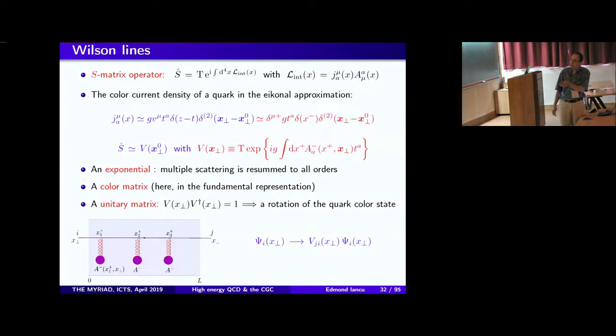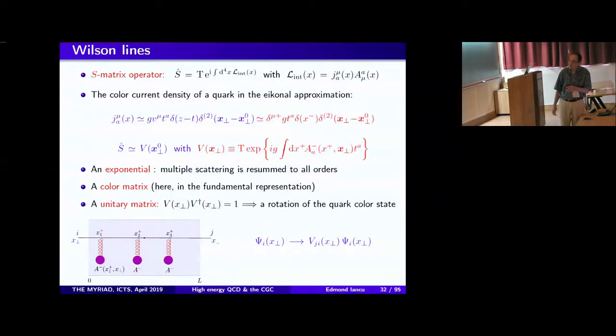It's a unitary matrix, you can check it. So it means that V dagger V is one. This is just a statement that in general, the S matrix should be a unitary matrix. So it's a statement about conservation of probability. So any S matrix has to be unitary. This is manifestly unitary because it's a matrix from SU(N_c). And the fact that it is a unitary phase means that it describes just a color rotation of the quark state.